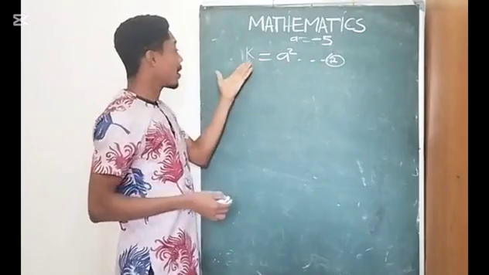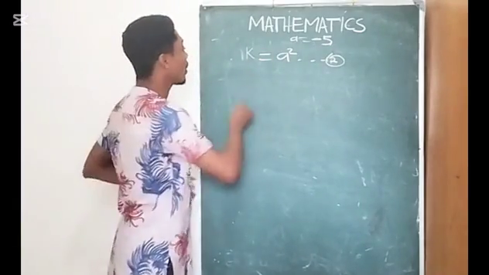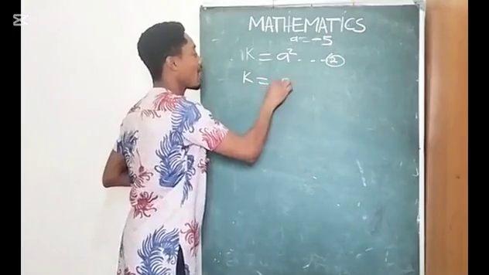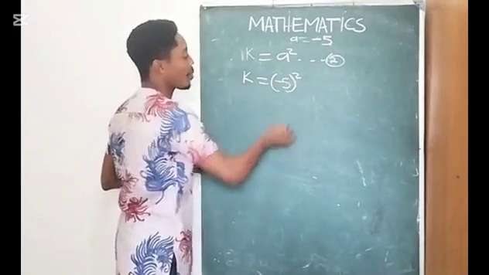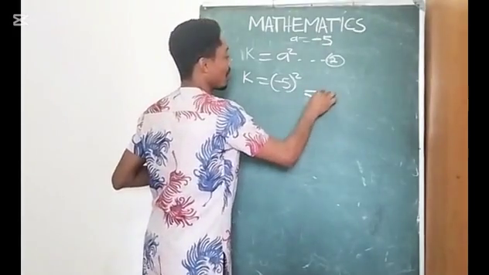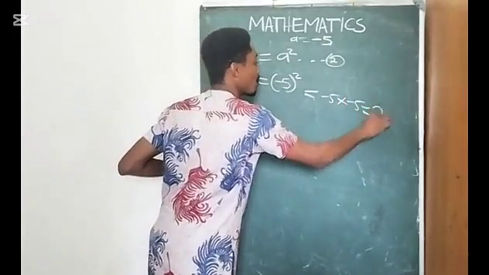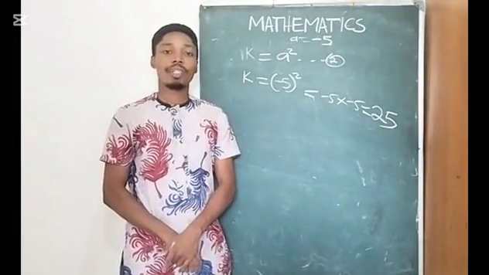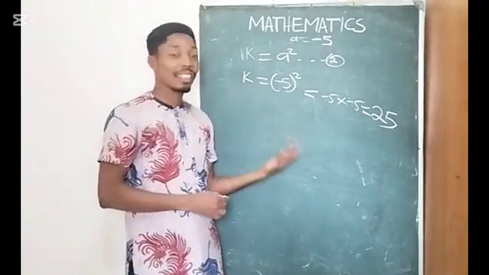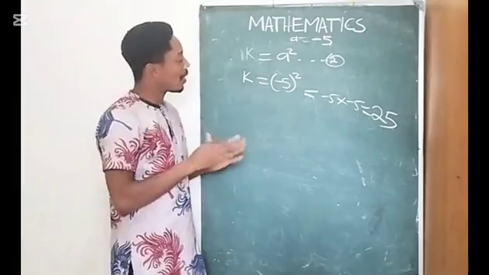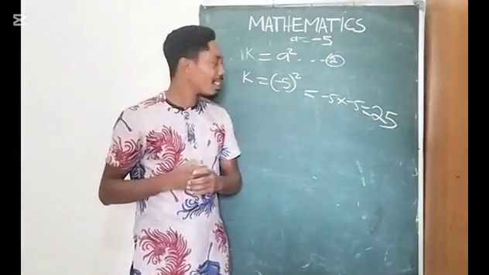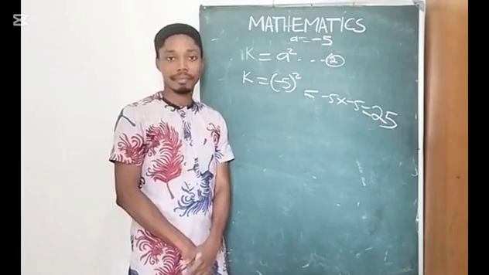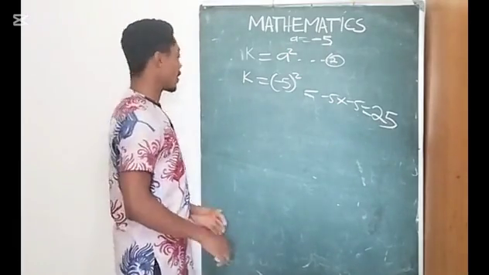Comparing coefficients, the value of k is equal to a squared. We call that equation 2. So if the value of a is minus 5, that means k is going to be minus 5 all squared. And of course, minus 5 all squared is minus 5 times minus 5, which gives you 25. So you can see there that completing the square and using the method of comparing coefficients, we have arrived at the same answer. We'll move to example 2.